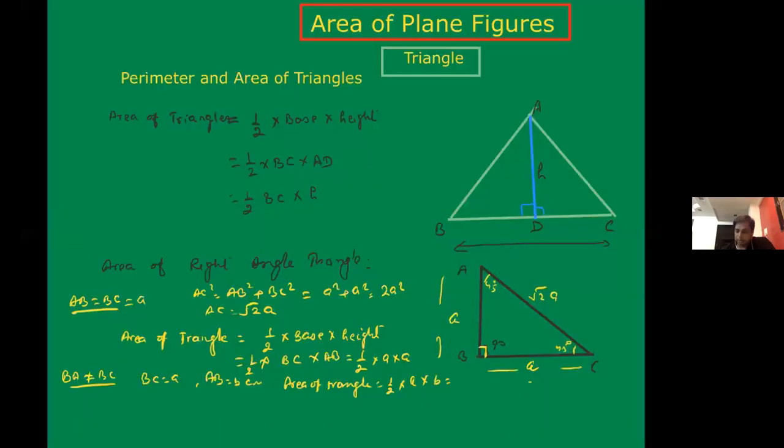So this one I talk about the generalized term. One by two base into height, so it will be 1/2 A into B.